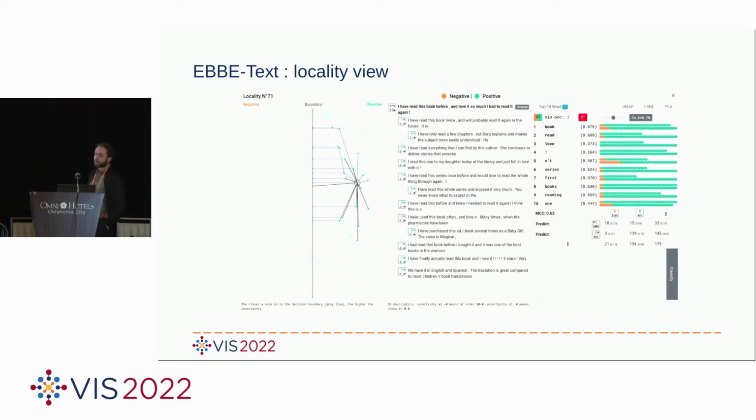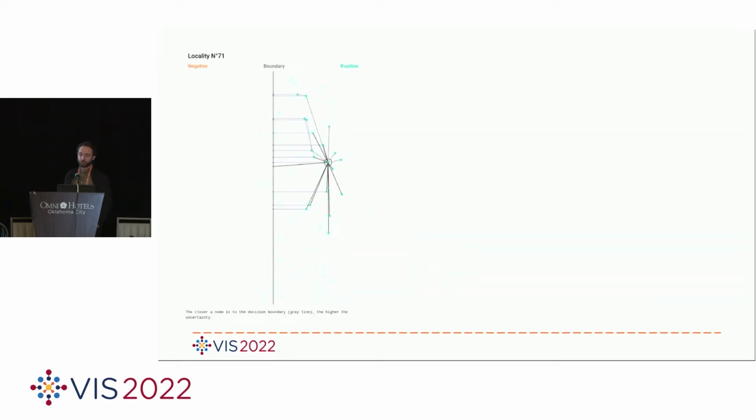Once a locality is selected, EBText offers a three-panel view of that locality. On the left, the subview of the decision boundary displays the boundary as a line and the surrounding data elements. The distances between the boundary and elements are faithful to the distances in the representation space constructed by the neural network. Thus, data that are close to the decision boundary have a high uncertainty, and data that are far away from the decision boundary have a low uncertainty.